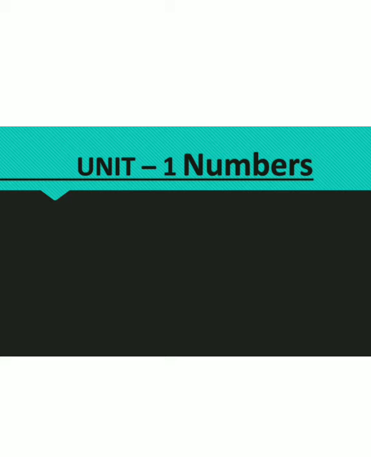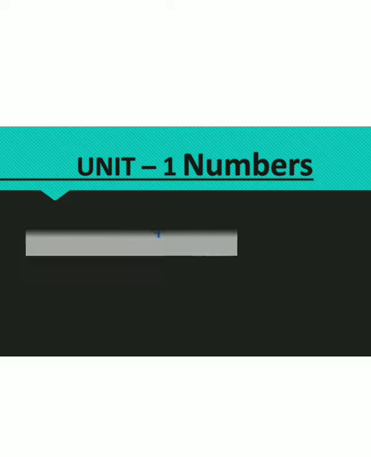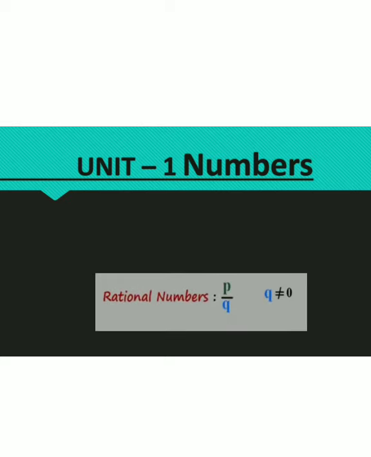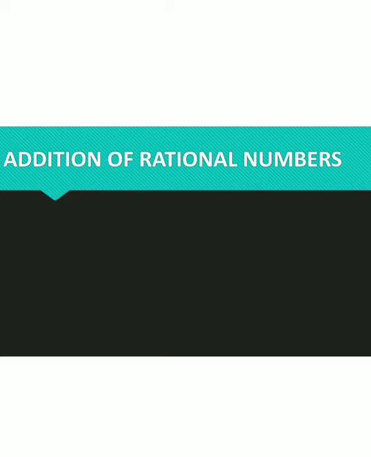Do you remember what the standard form of a rational number is? Yes, it is a fraction form. A rational number is of the form p by q. The denominator q is not equal to 0. How do we add, subtract, multiply and divide rational numbers?